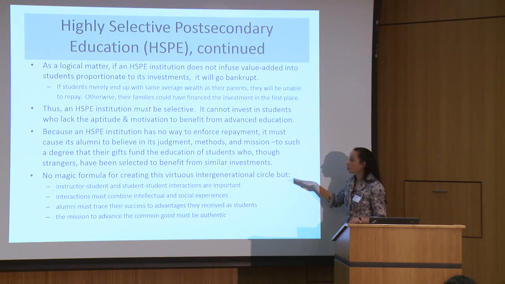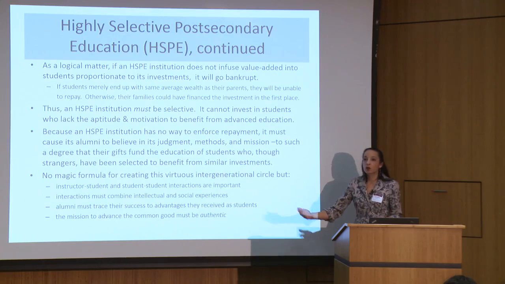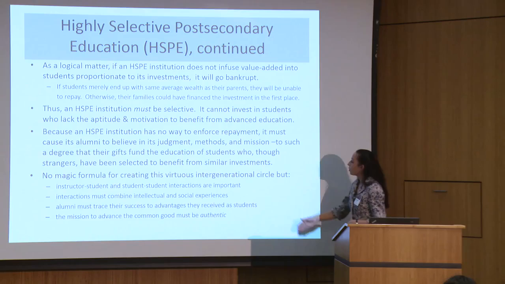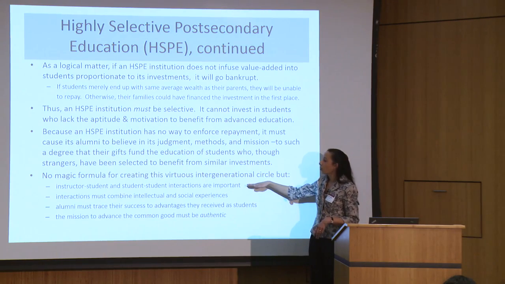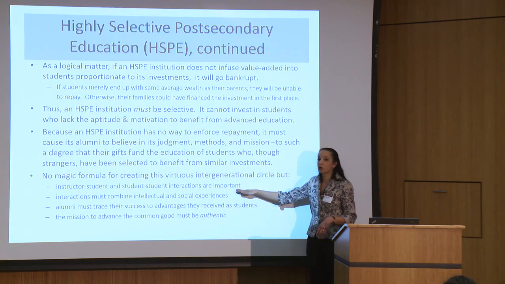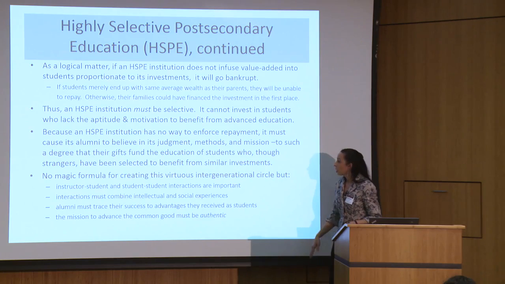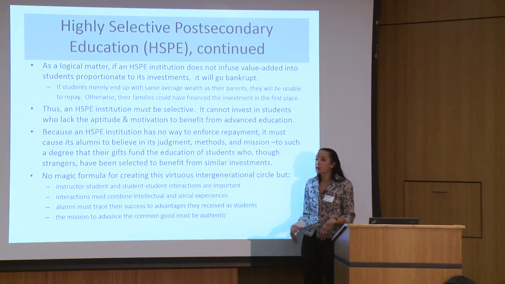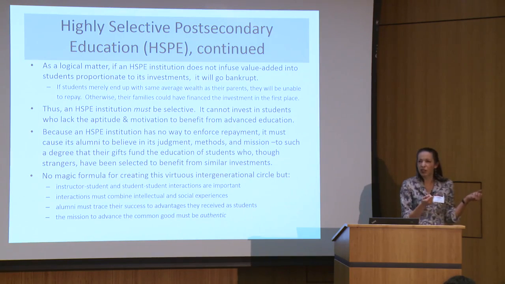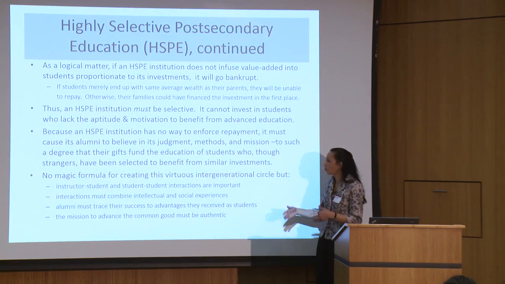There's no magic formula for creating what I think of as this virtuous intergenerational cycle where each generation of students provides the educational resources for the next generation of students to be educated. But what are the key things that make this work? Well, first, you need to have instructor and student relationships that are important and student-student relationships that are important. Those are the things that make you remember the place. We need to have interactions that combine intellectual and social experiences. It's not merely like that meeting your professor was the same as reading his book. There needs to be something different about that so that people are excited about Stanford and not merely a book.